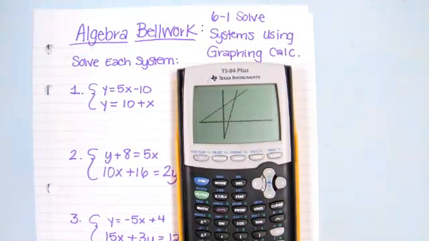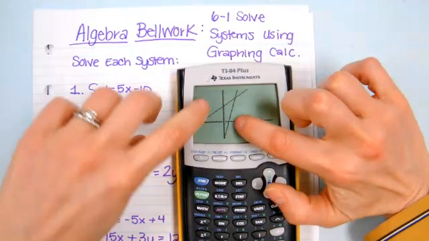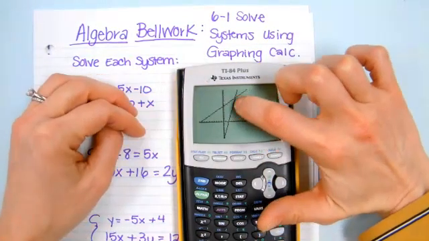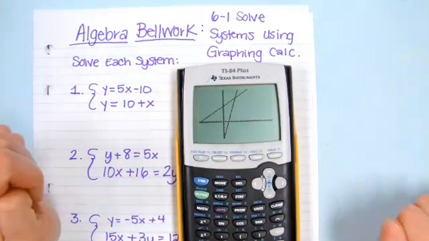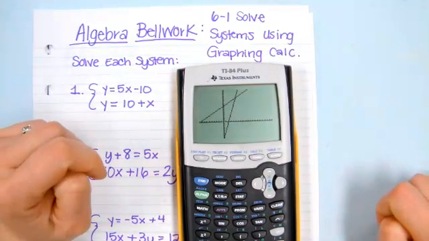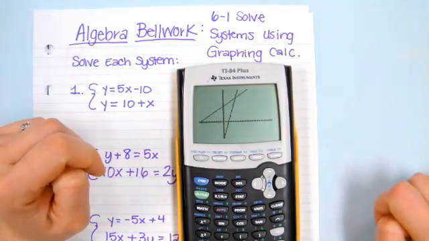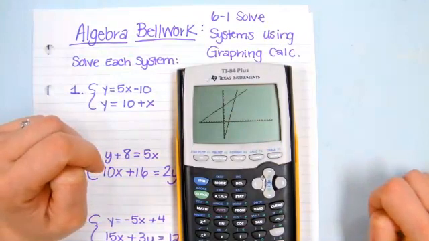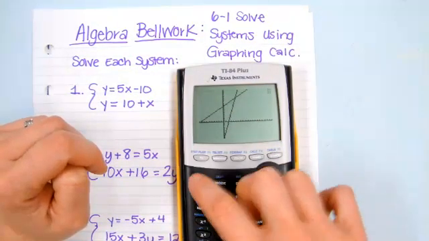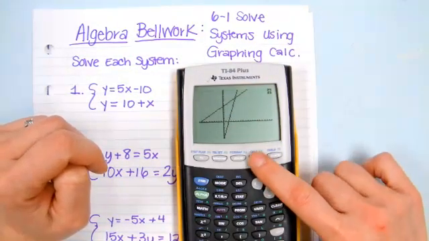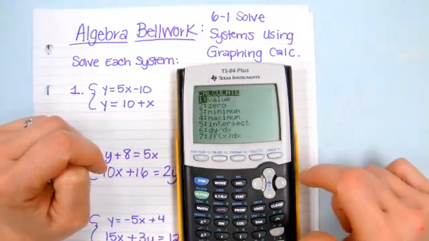And I can. So that's great. But what is that ordered pair? And it's really hard to kind of count and figure that out. So there's a function on here that will do that. So what we want to do is we want to press the following thing. Press second trace. See how it says calc up there? So we're going to press that.